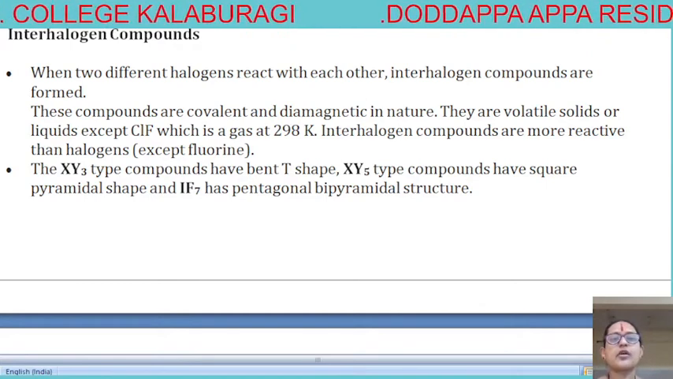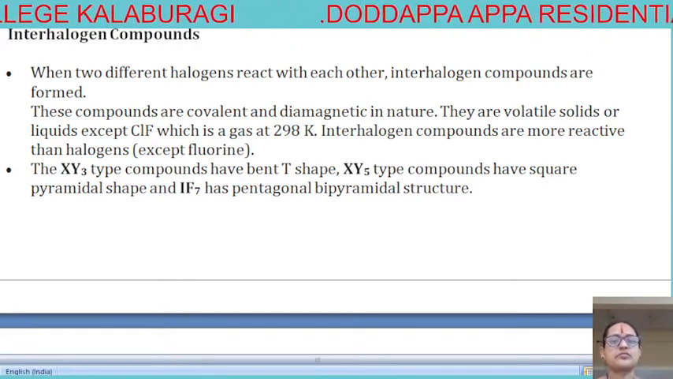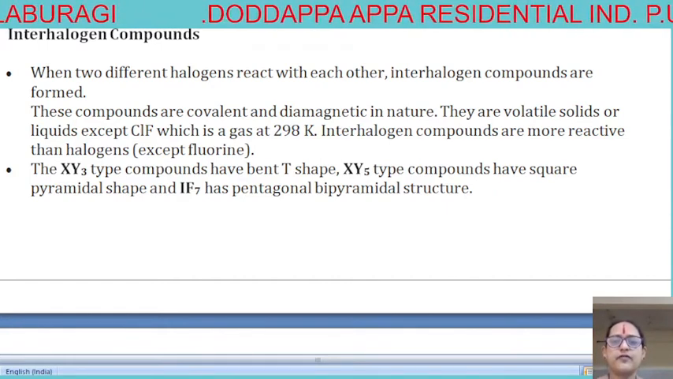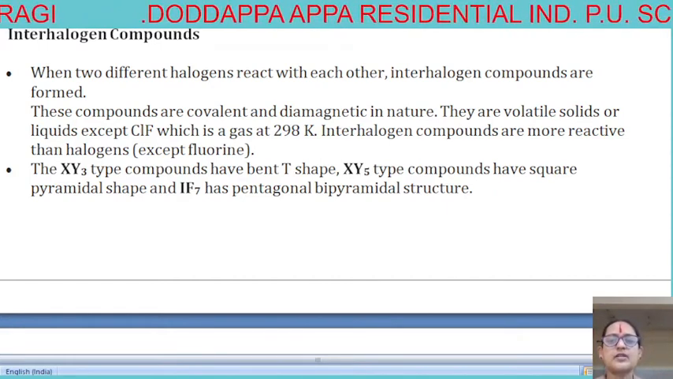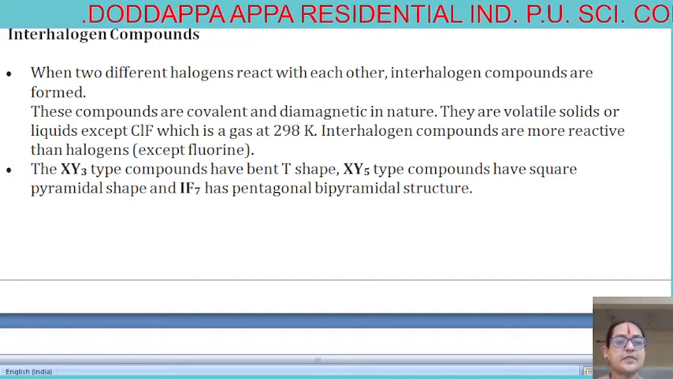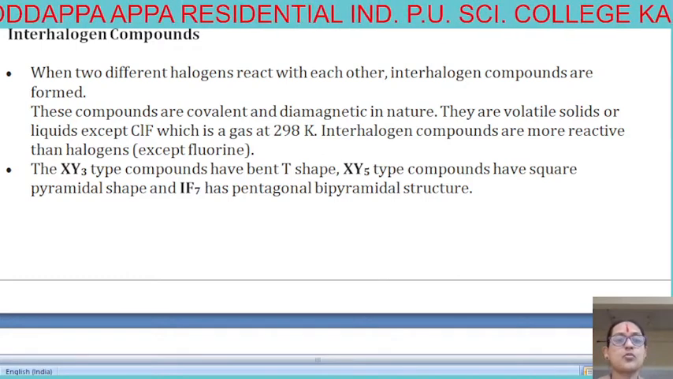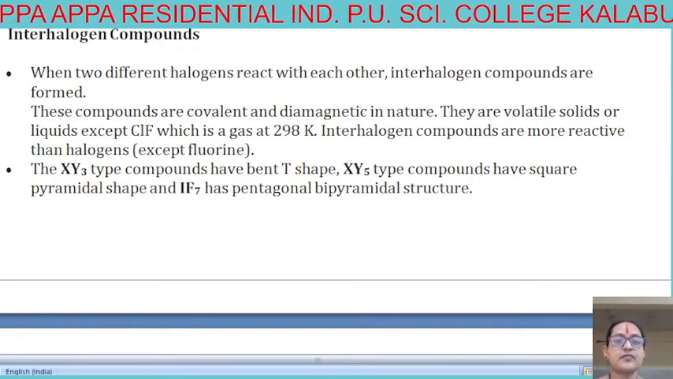These compounds are covalent and diamagnetic in nature. Diamagnetic, all the orbitals are filled. They are volatile solids or liquids except ClF, which is a gas at 298 Kelvin. Interhalogen compounds are more reactive than halogens except fluorine.